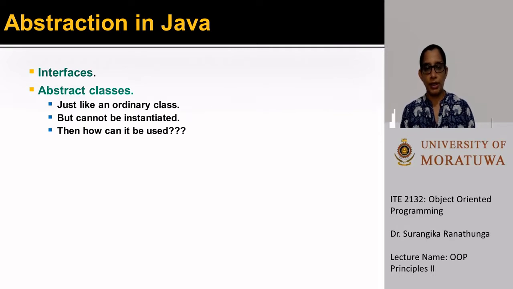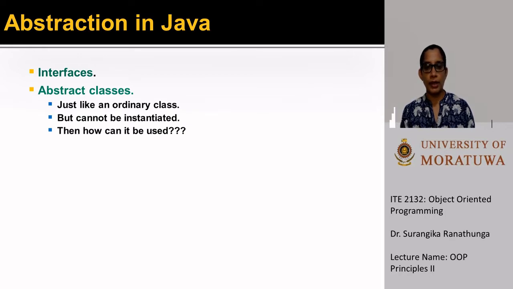So to achieve abstraction in Java, we have interfaces and abstract classes. So in the previous lecture, we looked at interfaces. So today we'll start with abstract classes. So what is an abstract class? It is just like an ordinary class, the difference is it cannot be instantiated. In other words, it means that no object can be created from this abstract class.